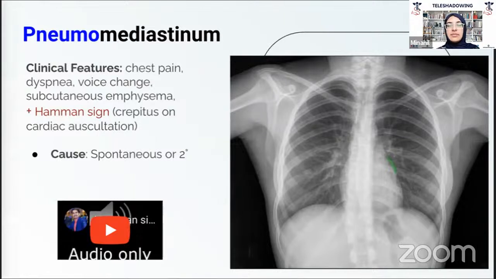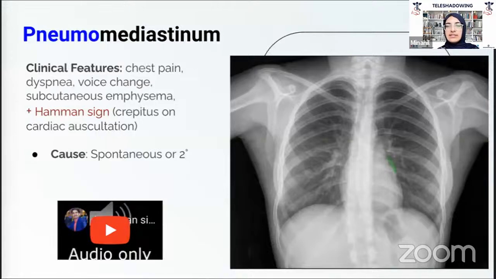Gas can also come from gas-forming bacteria that infect the mediastinal soft tissues, and that is referring to mediastinitis that we talked about before in the previous slides. So the clinical features include chest pain, dyspnea, voice changes, subcutaneous emphysema, and also a positive Hammond sign. We'll talk about it a little bit more. But basically, a Hammond sign is when you are auscultating or listening to the heart, the chest, you would hear a specific sound, and we'll listen to that sound shortly.